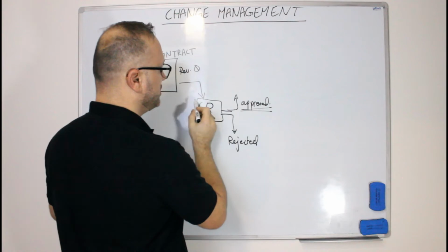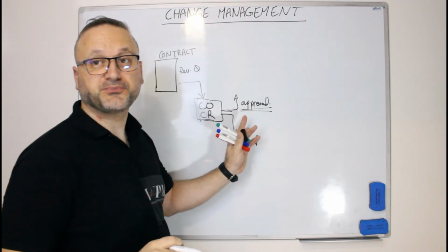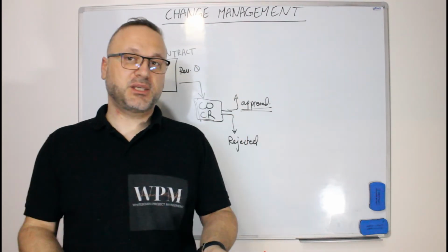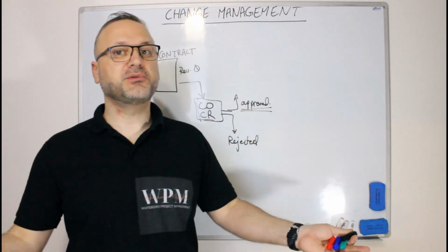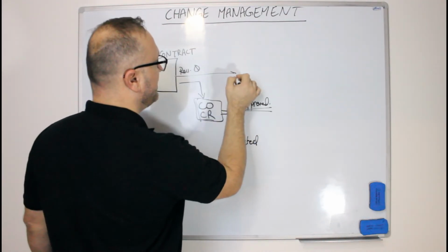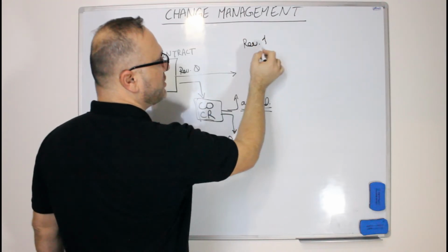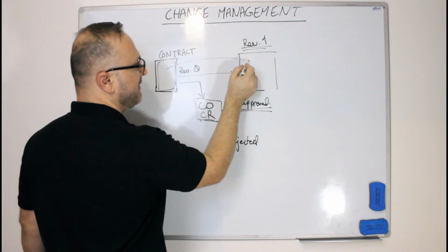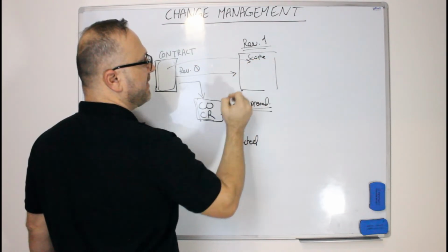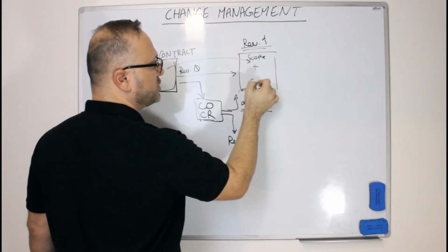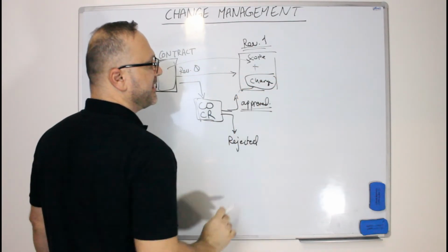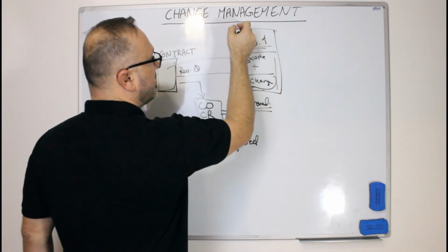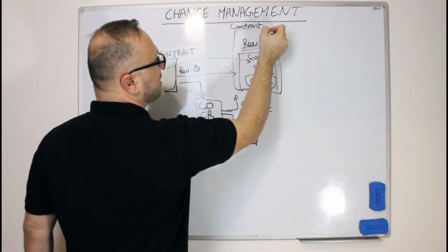Approved change orders or change requests, you need to apply them to your contract, but you should not execute them unless it's official in your contract. That means you need to make another revision of your contract where you have the scope here plus this change, and this is called a contract amendment.